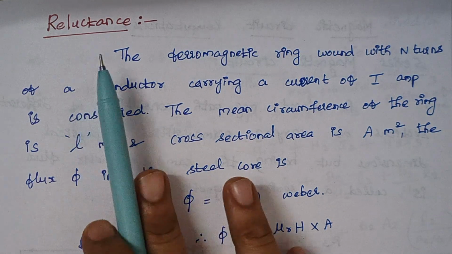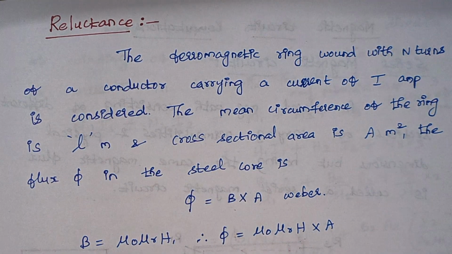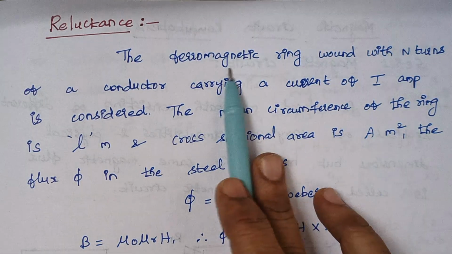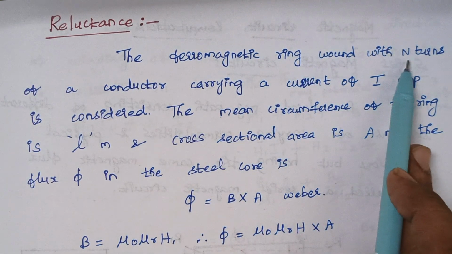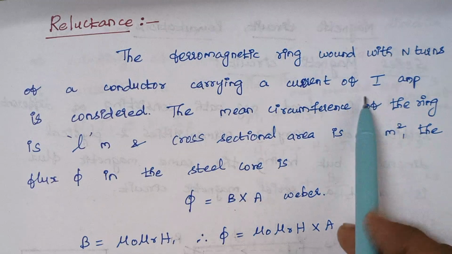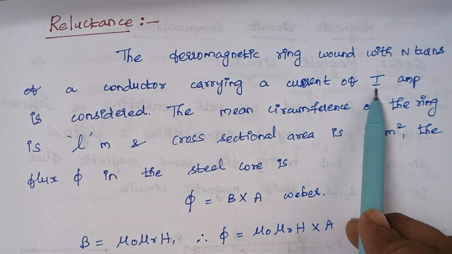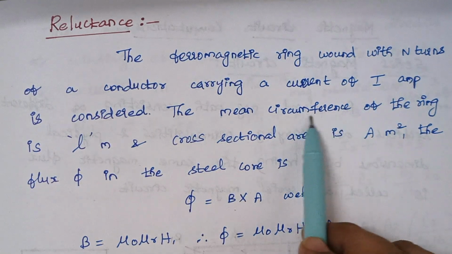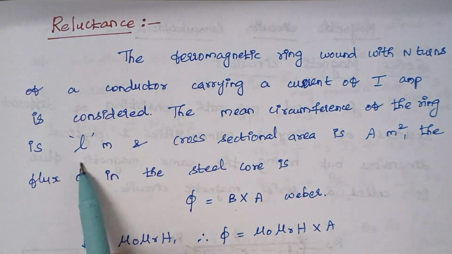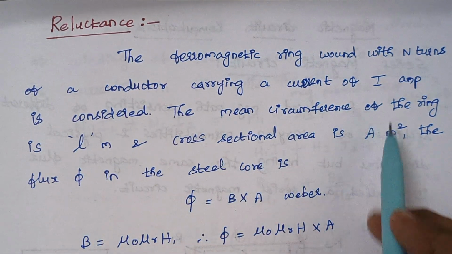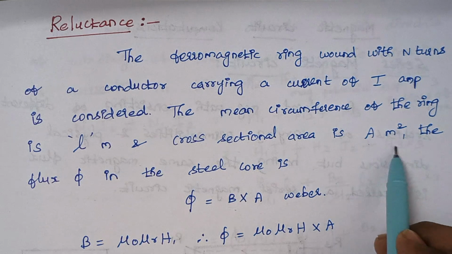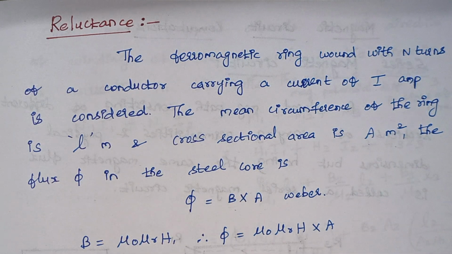Regarding reluctance, again we are going to consider the same structure, that is a ferromagnetic ring, and it has n turns, and to the n turns we are supplying a current of I amps. Now, again, the circumference of the ring is considered as L meters and the cross-sectional area is taken as A meter square. So this is the same ferromagnetic ring considered in our previous discussions also.